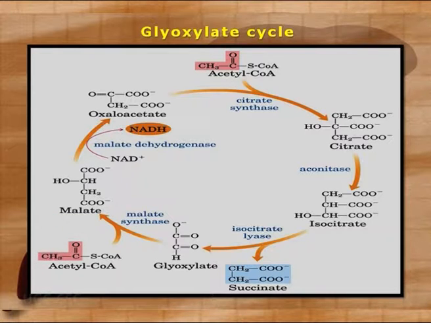Malate is converted to oxaloacetate by malate dehydrogenase. And the oxaloacetate again reacts with one molecule of acetyl-CoA and runs a second cycle of the glyoxylate cycle. So, through this cycle, two molecules of acetyl-CoA are converted to one molecule of succinate, and the reducing equivalents are converted to an NADH molecule.